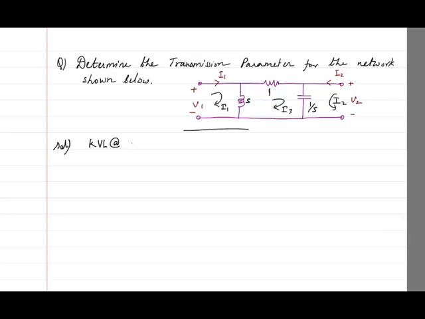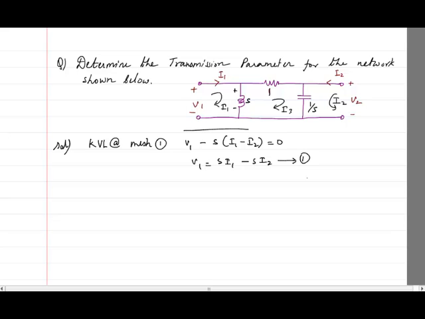Okay, now for solving, KVL at mesh 1, this one, the first one. So I will get this as plus and this as minus. So in front of the element I will get V1 minus S times (I1 minus I2) is equal to 0. From which I can very well get V1 is equal to S I1 minus S I2. So this is my first equation.